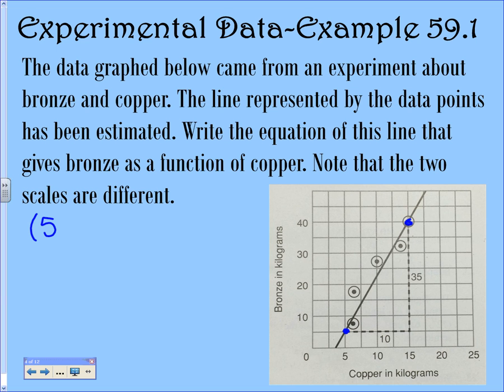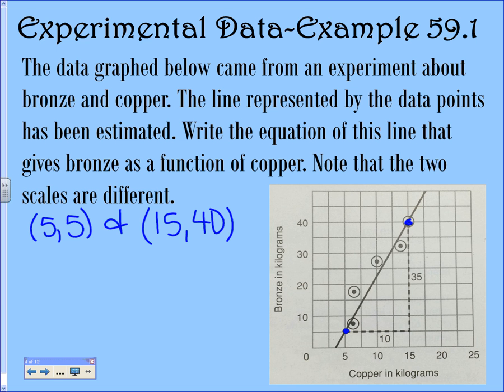5, 5. So we're going to do 5, 5. And what is our other point? 15, 40. Do you see how they are on the line? They're not necessarily the circled points.